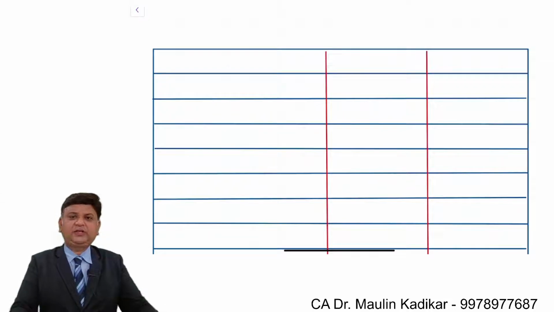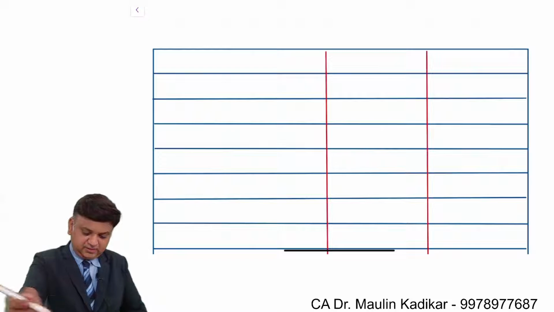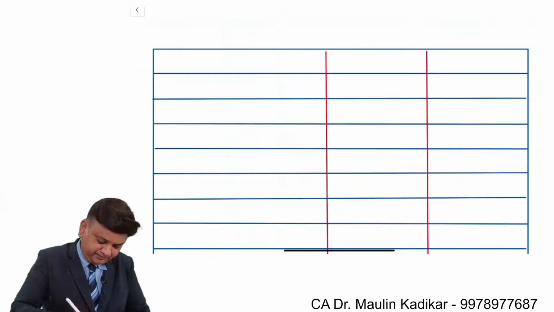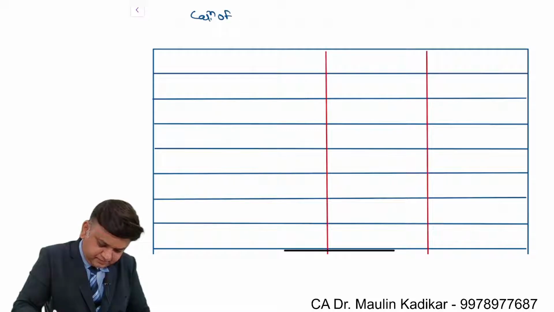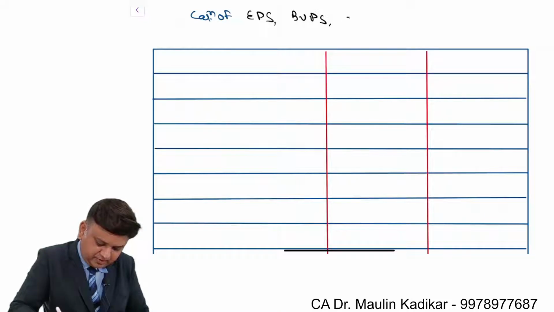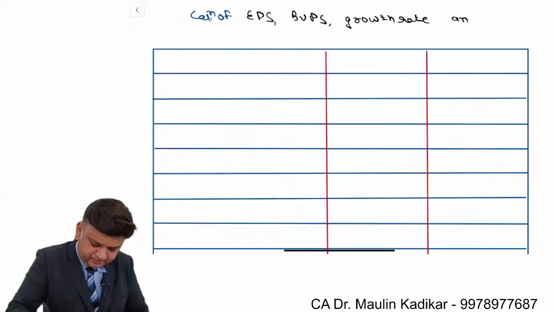So first of all, we'll complete the first and second part of the question, and then we'll proceed to the third part. So let us answer the question. Calculation of earning per share, book value per share, growth rate, and such other details.